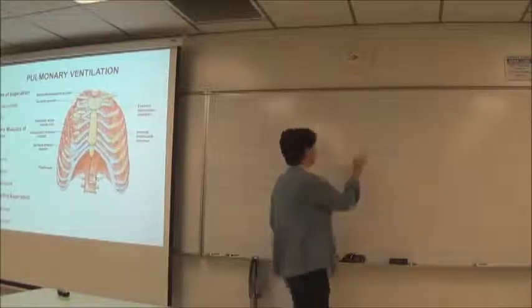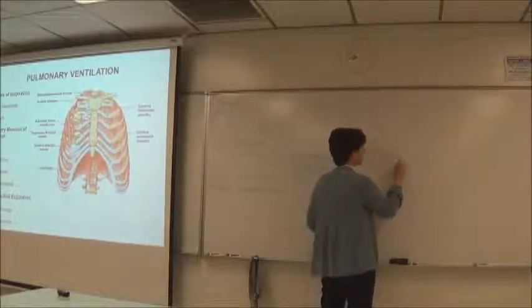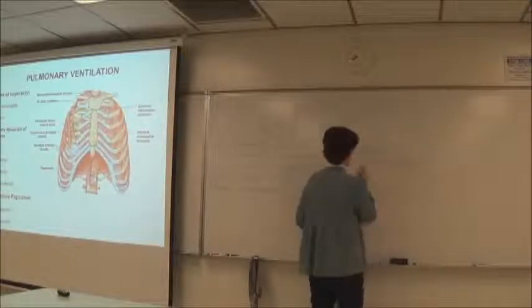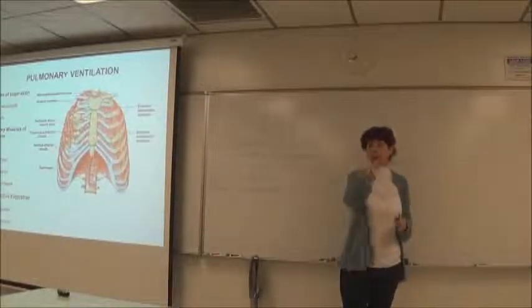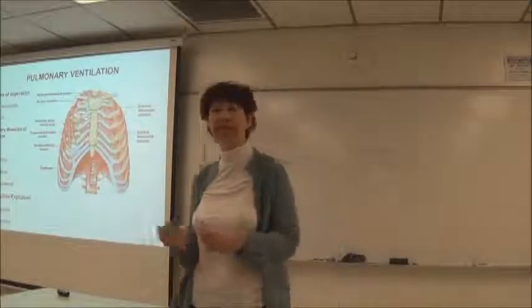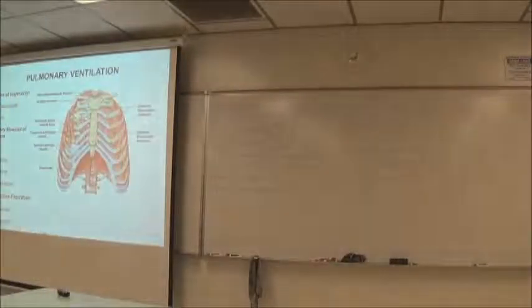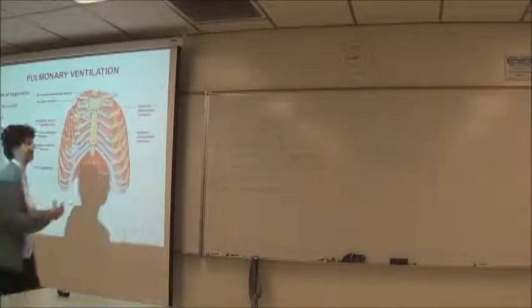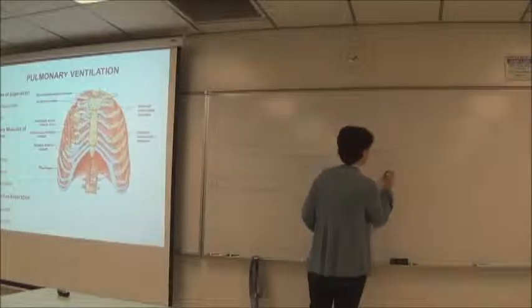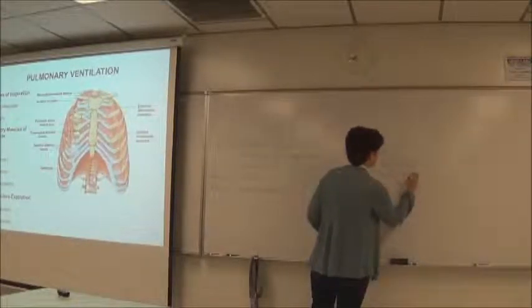What does it insert on? It's an hourglass shape of white connective tissue. Let's see if we have any of our model. It's called the central tendon. Remember, it's not a bone. So the central tendon.